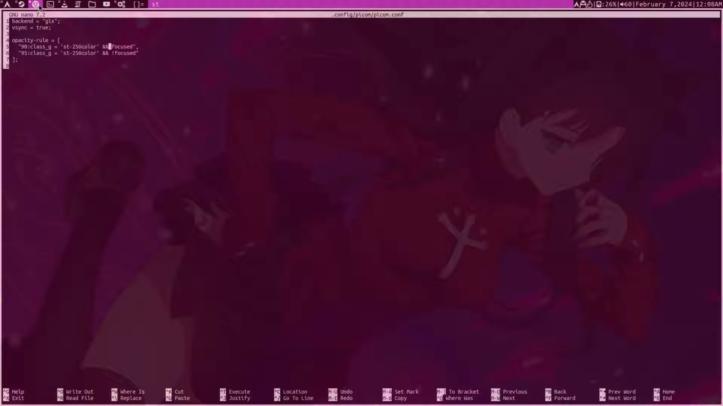And we have these two important lines here, and we see that they look very similar, but this one is 90 and this one is 95. And one other difference is that this one says focused and this one is not focused. So the closer that we are to 100, the less transparent the window is. The closer we are to zero, the more transparent the window will be. And focused is the window that we're currently in, and not focused are any other windows that are outside of focus. So let's just demonstrate that really quickly.